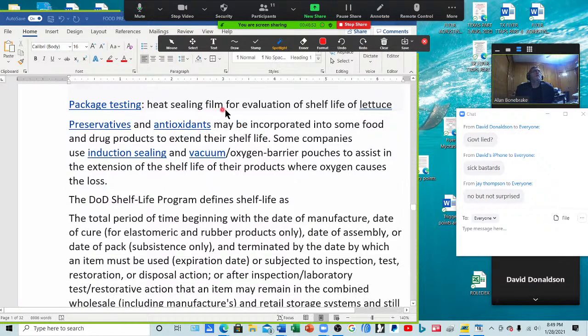Package testing, heat sealing for evaluation of shelf life of lettuce. Preservatives and antioxidants may be incorporated into some food and drug products to extend their shelf life.